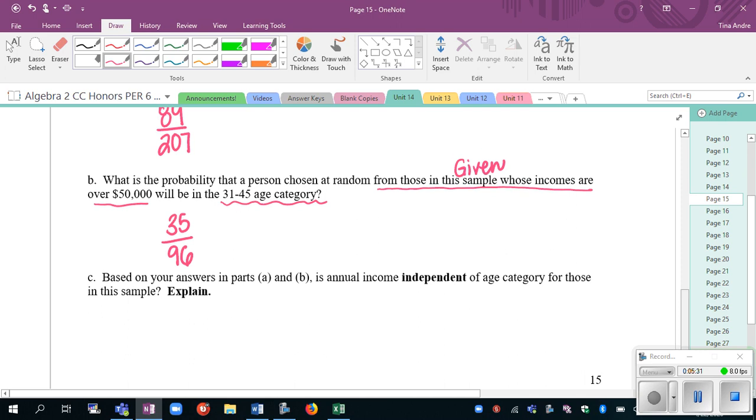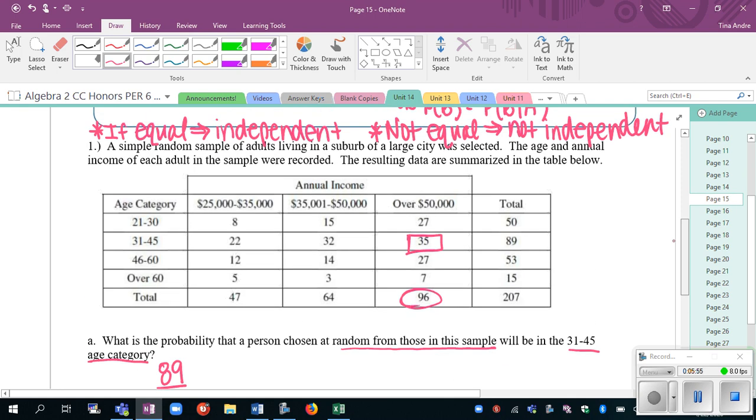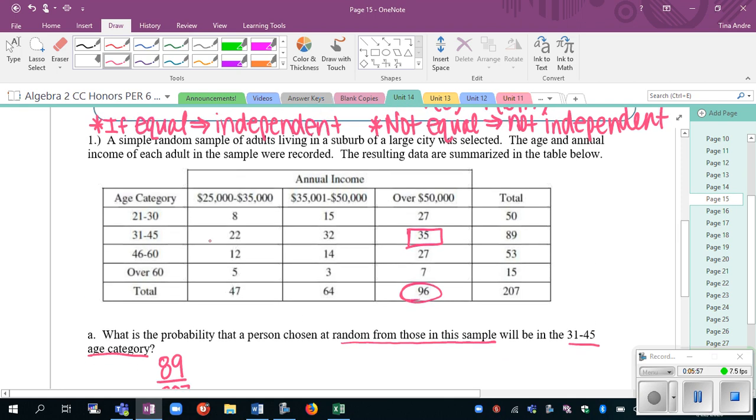So for part C, it wants us to know, using our results from A and B, is annual income independent of age category? Here's what's important. When you're testing if two different categories are independent of each other, you can pick any probabilities. I can pick any age category and compare it with any income category.